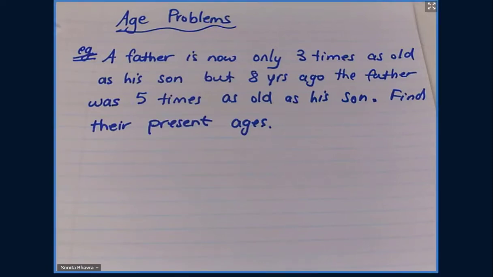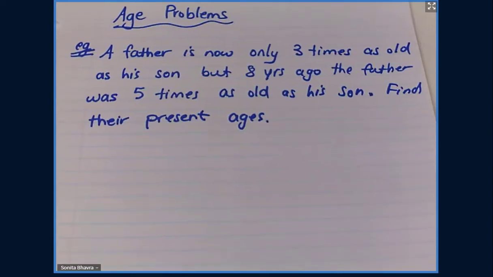Today we are looking at age problems, and this is 4.5 in the modules. So the first example here: a father is now only 3 times as old as his son, but 8 years ago the father was 5 times as old as his son. Find their present ages. So usually what we do with problems like this is we set up a chart.